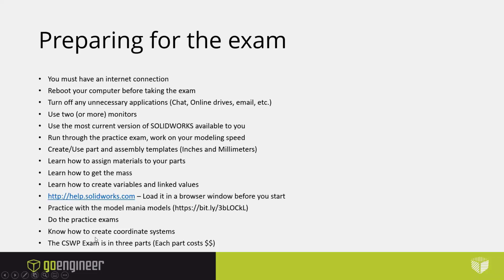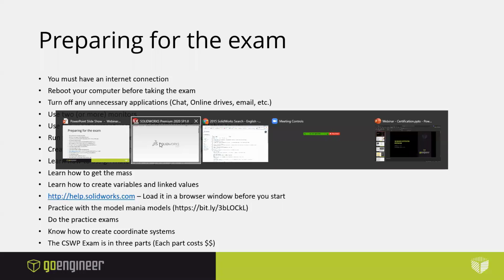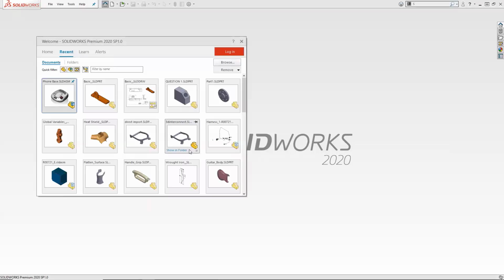Last two pieces here. I already talked about this. The CSWP exam is in 3 parts, and each part has a dollar cost to it. So just keep that in mind. If you're planning on taking the CSWP, you're going to have to take 3 separate tests to get the CSWP. And then know how to create coordinate systems. This is specifically helpful when you are working in assemblies.